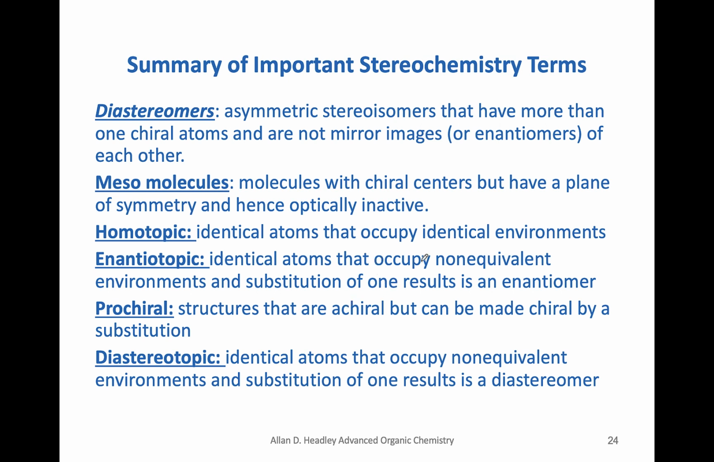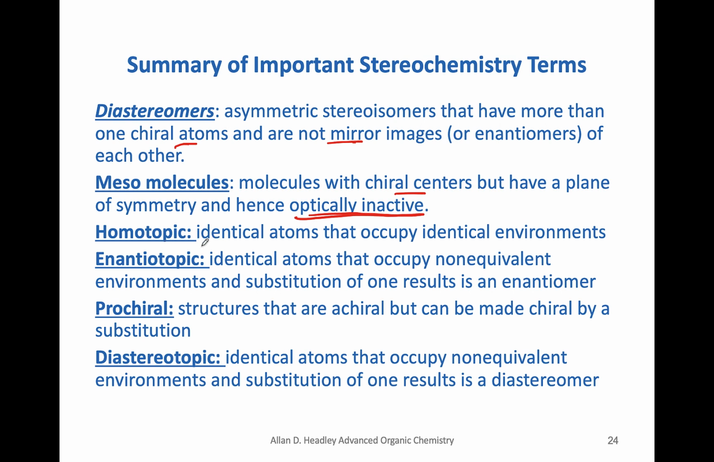Diastereomers: asymmetric stereoisomers that have more than one chiral atom and are not mirror images of each other, and they are not enantiomers. We can add another term. They do not have a plane of symmetry. Meso compounds: compounds that have chiral centers, but they are optically inactive. All right? They are optically inactive. In other words, the mirror image of a meso compound is the same compound.